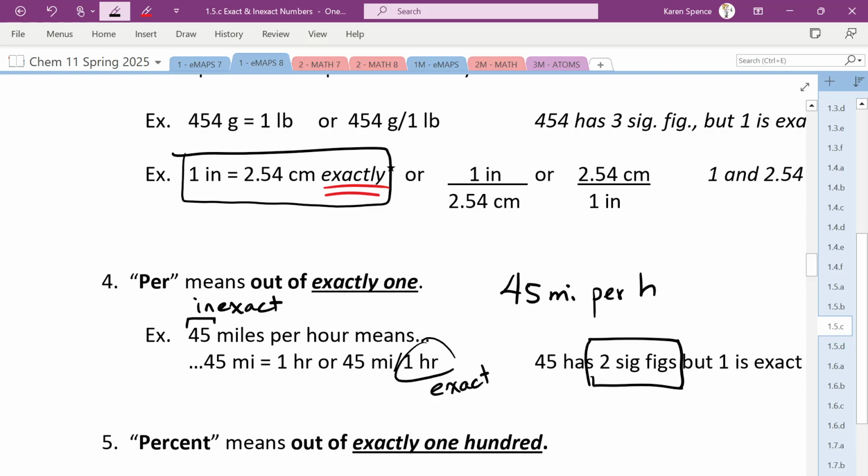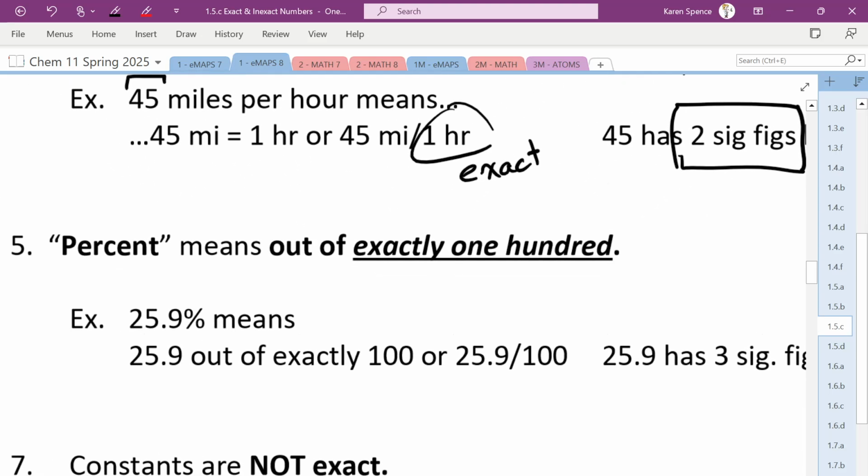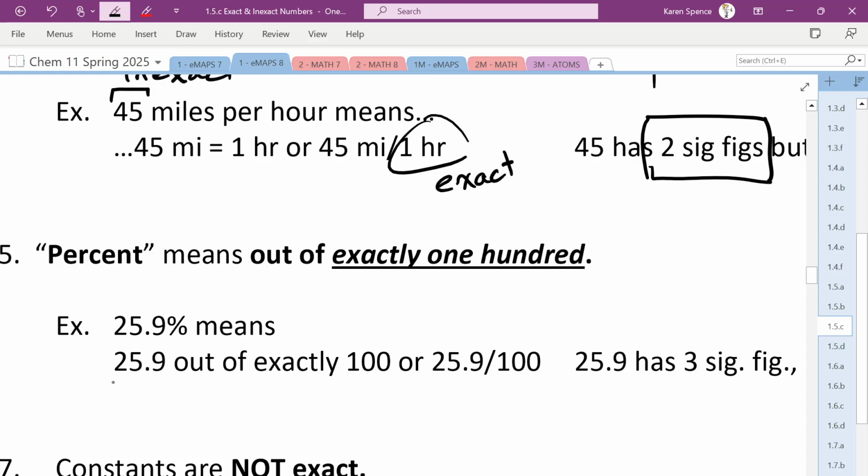Same thing with a percent. 25.9% means that we have, sorry, per 100. So we have 29.5 out of exactly 100. So the 29.5 would have 3 sig figs, but the exactly 100 would have infinite sig figs because the 100 is exact.